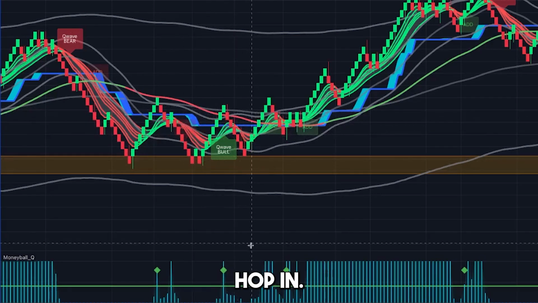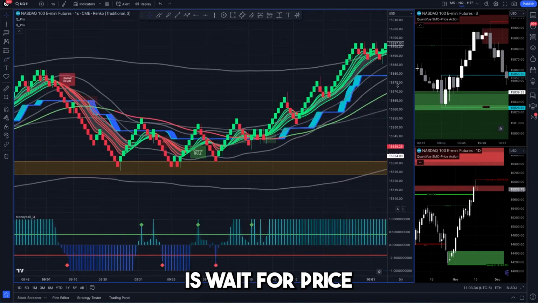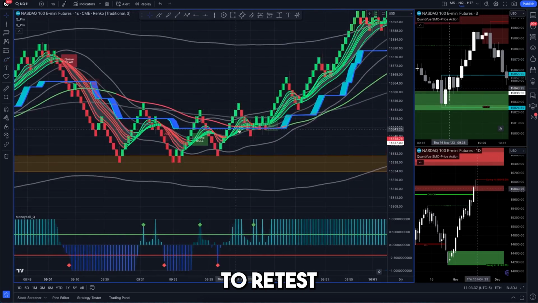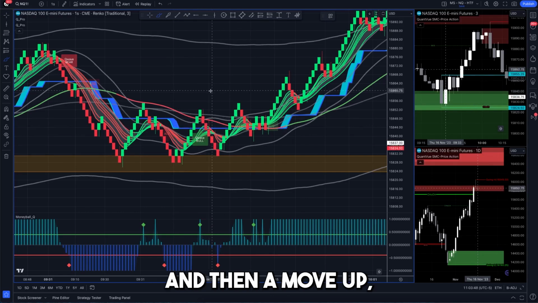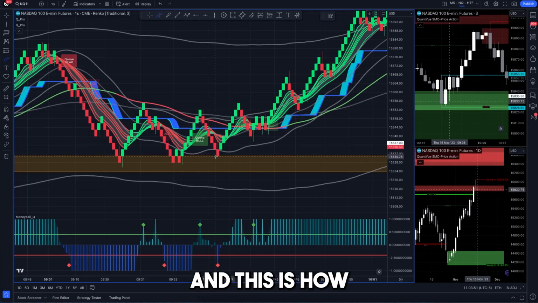Rather than just hop in, what I like to do is wait for price to retest this Q line right here, this blue ribbon. So in this case, price blasted right through. We didn't get a bounce and then a move up. So price blasted through, and this is how we avoid some of the chop from these alerts, and just in general, even if you don't have the alerts on.